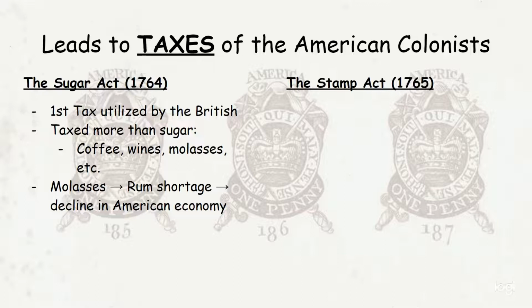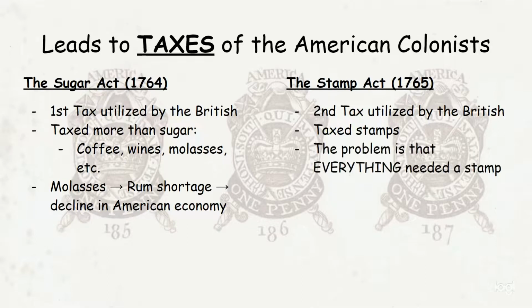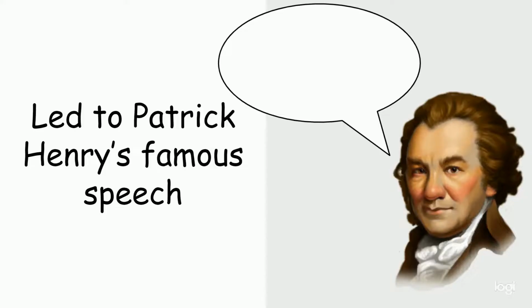Moving on a little bit more, we get the Stamp Act. Now, the Stamp Act happened in 1765, which is a year after the Sugar Act, and as you guys know, it taxed stamps. Now, you may be like, why is that a big deal? Okay, everything has a stamp on it. Everything that you get gets a stamp. You buy something and there's a stamp that goes along with it. So just to give you an idea about that.